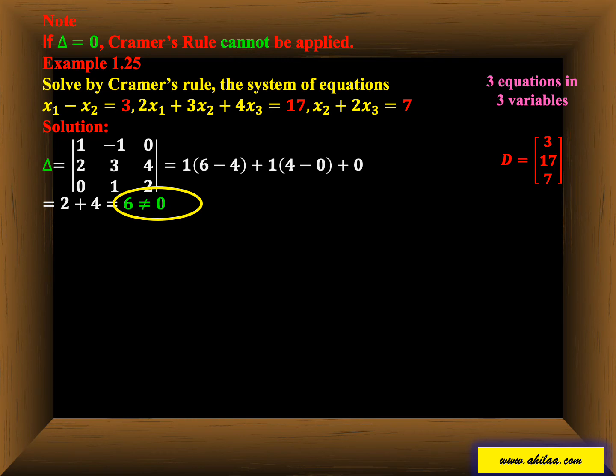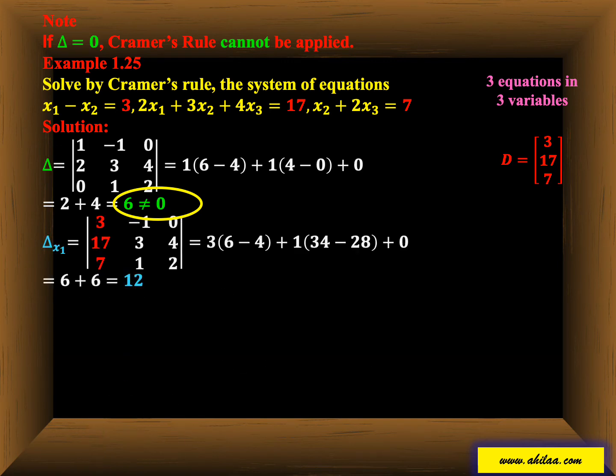Next, what we need to do? We need to get the determinant delta x1 or delta 1. Here the variables are x1, x2, x3, so let me name it as delta x1. What we need to do? Just replace the first column by capital D. So first column takes the values 3, 17, 7. Second and third columns as it is. Understood? So just expand. We are getting the value as 12.